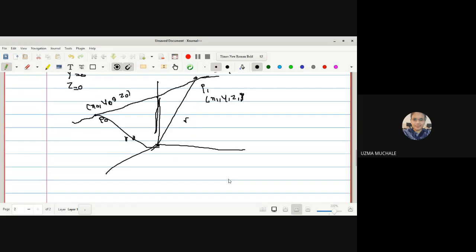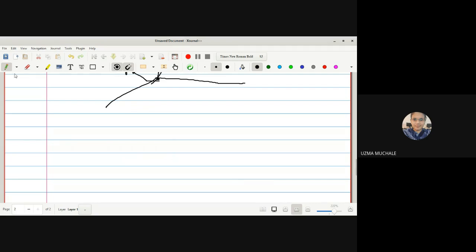Now, we have studied that we need 2 things. The first is a point on the line. The second criterion is a direction vector. We have 1 point on the line, so this criterion is okay. But we have to find out a direction vector. Now, what is the direction of that line?